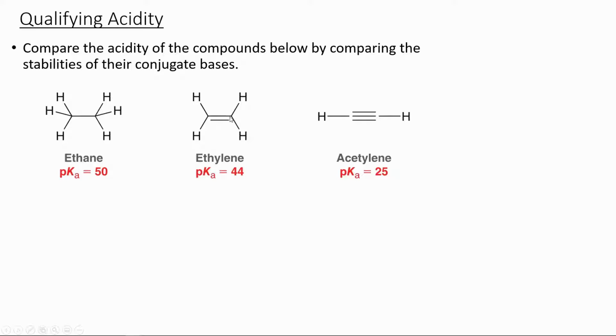If we look at an sp2 carbon-hydrogen bond, slightly more acidic. Those electrons that can be formed in the conjugate base are going to be held a little bit closer to the nucleus, but it's still a relatively high pKa. And then finally, acetylene, getting closer to an acidic proton, but it's still a fairly high pKa, and that's with an sp orbital.